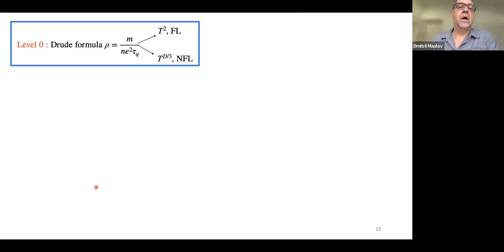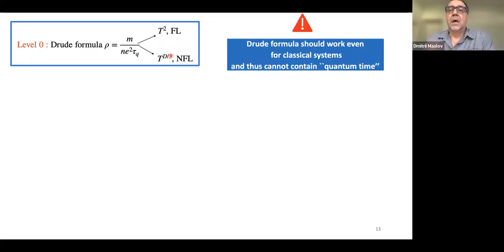Suppose that we somehow found this. At level zero, we recall the Drude formula, which contains, for the resistivity, I'll write it in an upside down form, for the resistivity rather than for the conductivity, the resistivity is proportional to some scattering rate. And if I replace this scattering rate by the quantum scattering rate, which we estimate using the Fermi golden rule, we'll conclude that the resistivity of a Fermi liquid scales as T squared. And if we're in a non-Fermi liquid regime, then it has this non-Fermi liquid exponent d over 3. Okay, that's probably also too rough of an approximation, because the Drude formula is supposed to work even for entirely classical systems, and therefore it cannot contain quantum time.